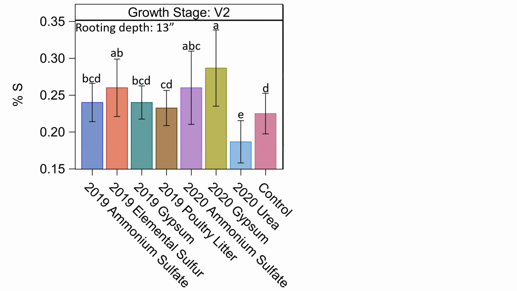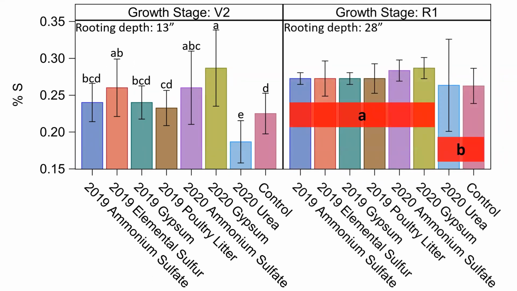At the time of sampling at the R1 stage, the plants had roots extending to 28 inches, well within the portion of the soil profile at which we observed large amounts of sulfur. We found that treatments which received sulfur in either year had greater sulfur content than those which did not. This suggests that by the time the soybean plants reached the reproductive phase in their development, their root systems were accessing sulfur in similar quantities, regardless of which year the sulfur was applied.